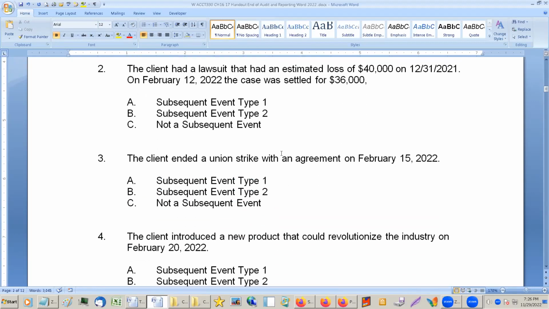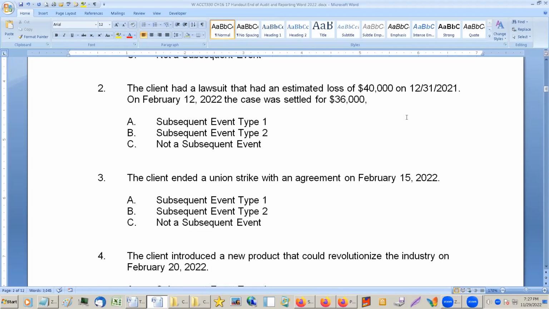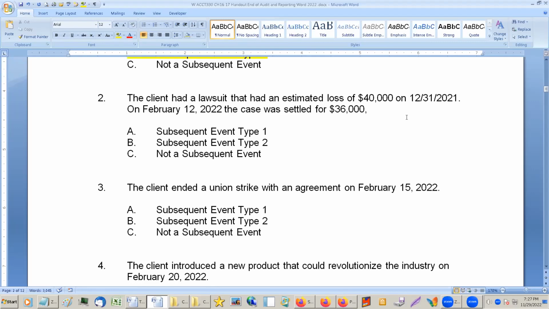Client had a lawsuit that was estimated at a loss of $40,000 on 12/31. On February 12th, 2022, the case was settled for $36,000. So what is that? I think I just gave that as an example, didn't I?